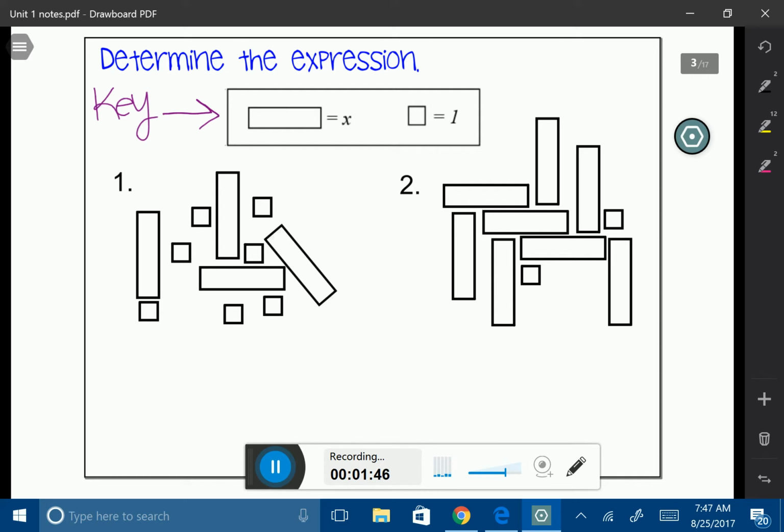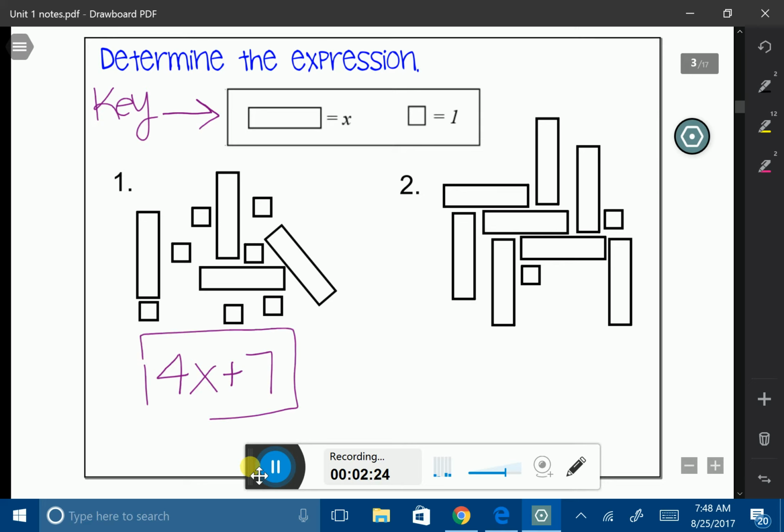So we're given this big cluster of rectangles and squares, and we want to figure out what expression is being represented. So I want to basically count up the rectangles. In number 1, it looks like I have 4 rectangles. If each rectangle represents an x, well, I have 4 of them, so I have 4 x's. And then if I count up the little squares, remember they represent a 1, I have 1, 2, 3, 4, 5, 6, 7. So positive 7, so I'm going to write plus 7. So this is the expression that represents this cluster of shapes.